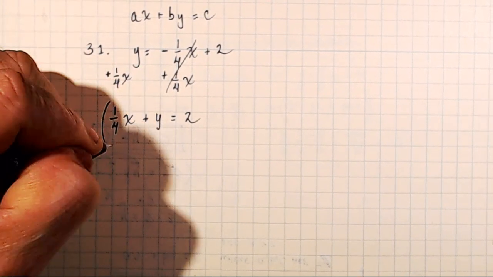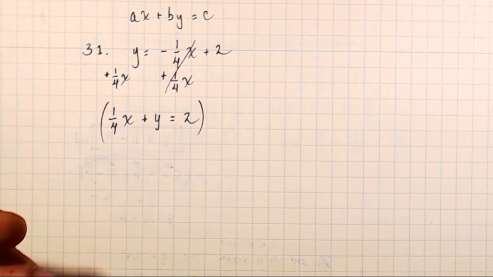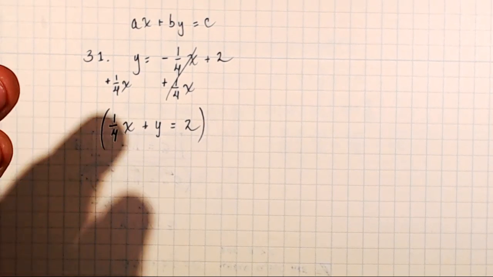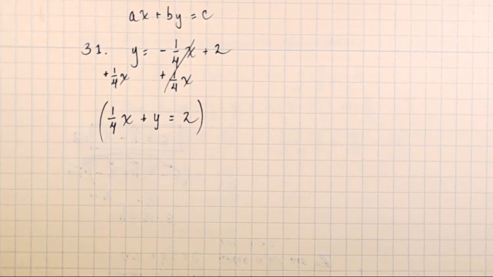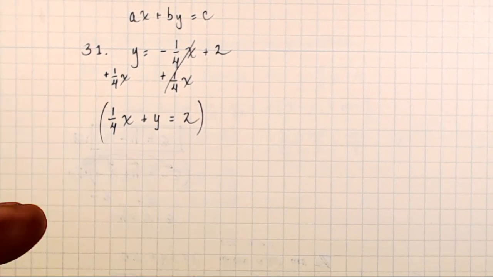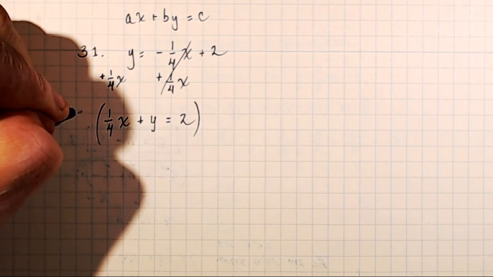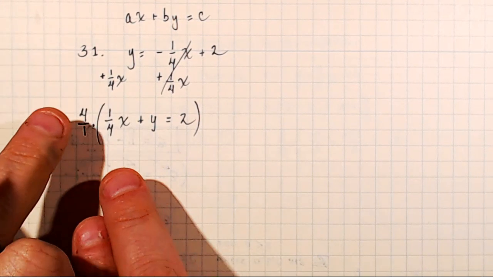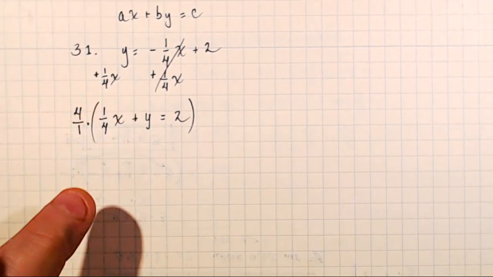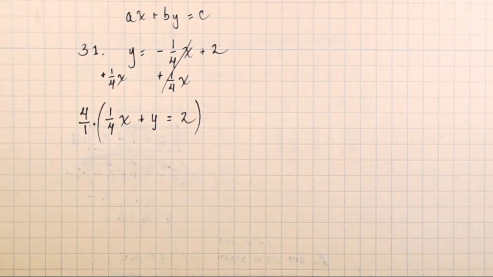So I need to multiply the entire equation by some number that will get rid of that fraction. Now remember what we talked about in the previous problem. If you have a fraction like that, you can just multiply the entire equation by the reciprocal of that fraction. So the reciprocal of 1/4 is 4 over 1. And what that will do, at least for this term, 4 times 1 is 4, 1 times 4 is 4, you have 4 over 4, and that whole thing reduces down to 1.